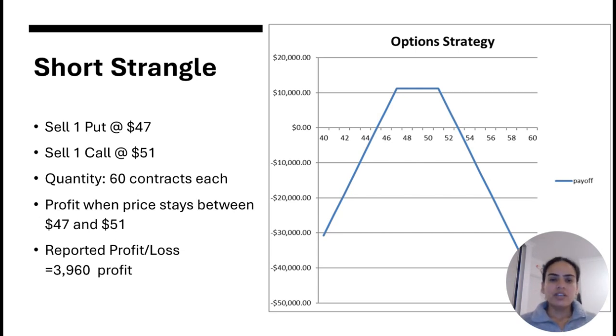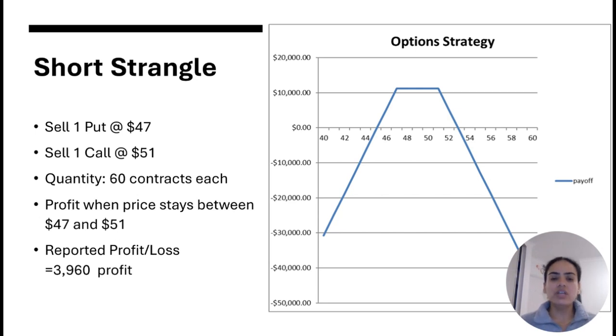Short strangle. Let's look at the short strangle, which is generally considered a more conservative strategy compared to the straddle. In this case, we sold a put option at $47 and a call option at $51 with 60 contracts each. This approach works best when the underlying stock remains within the strike prices between $47 and $51. It offers a wider range of profitability than the straddle, but at the cost of receiving a lower premium.